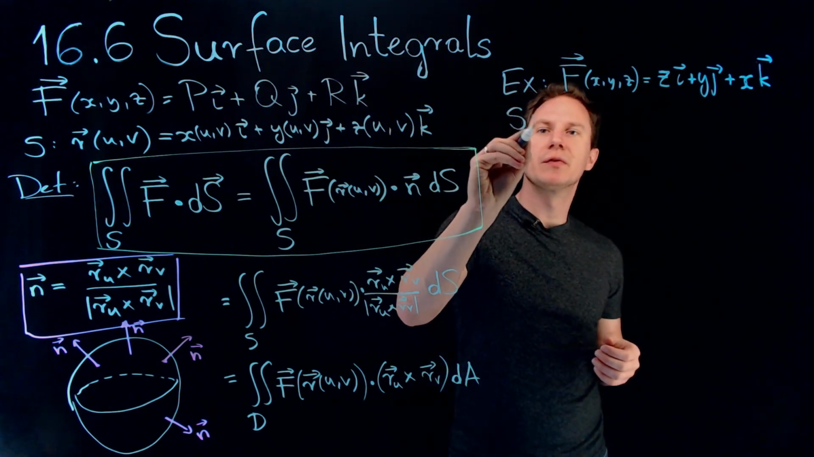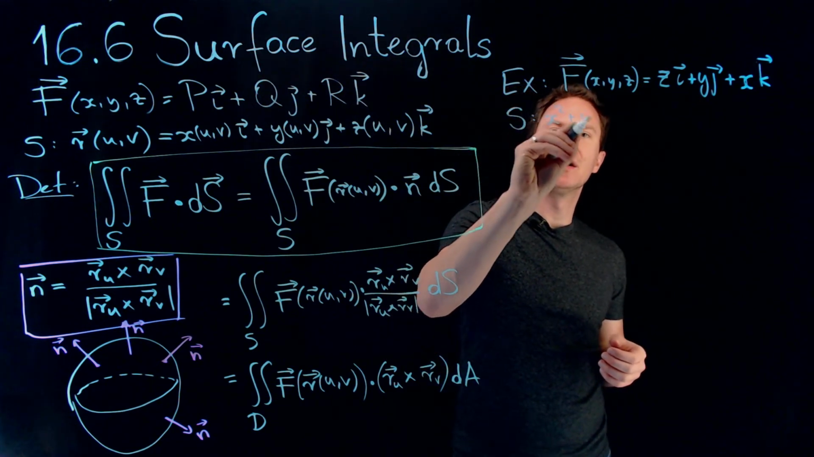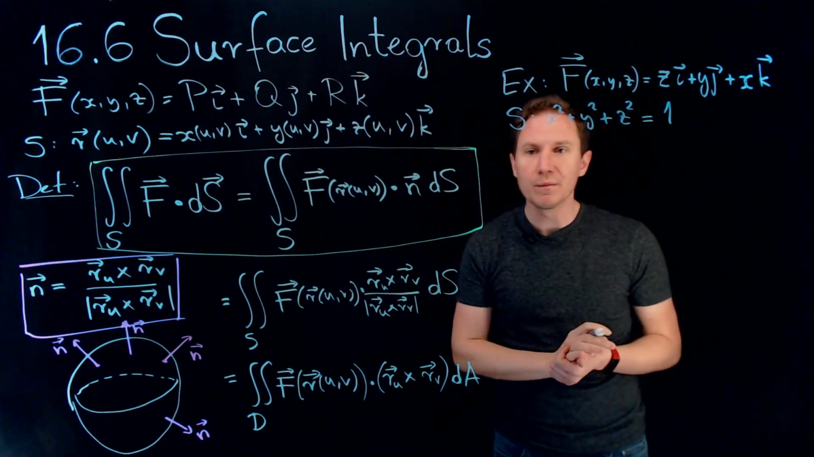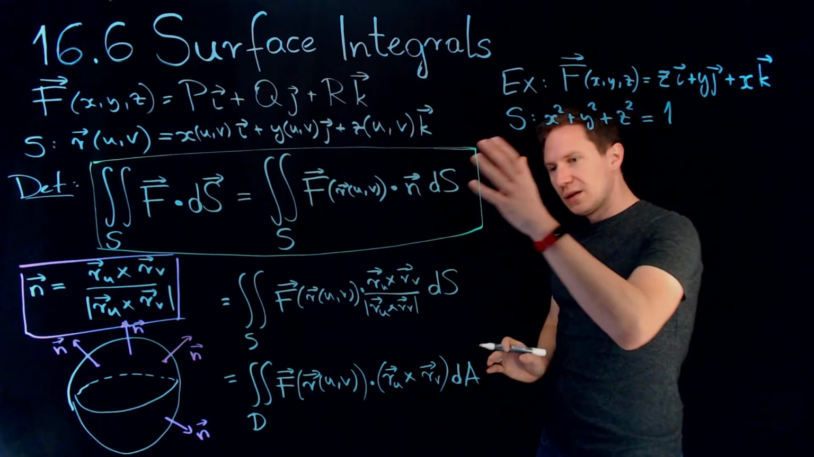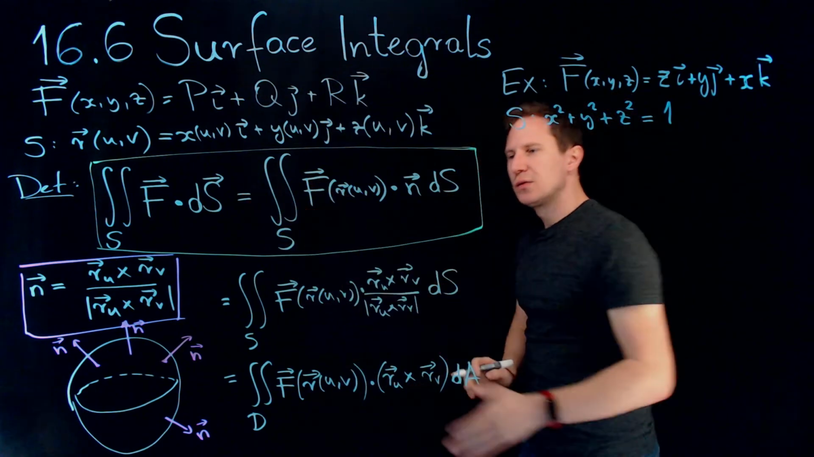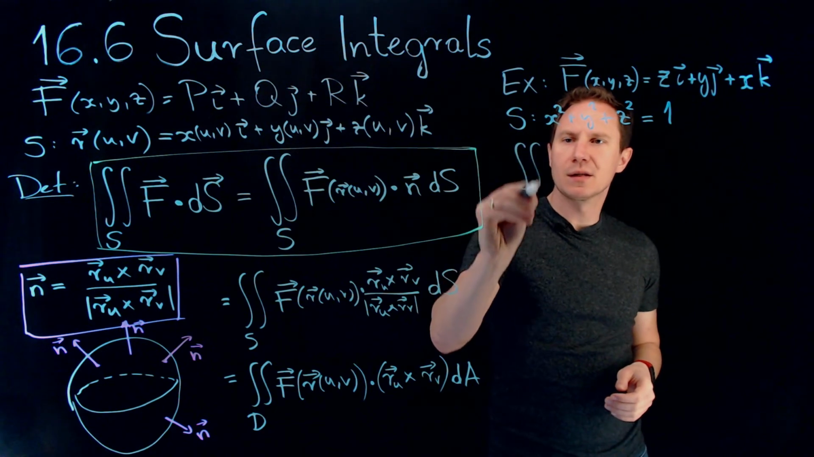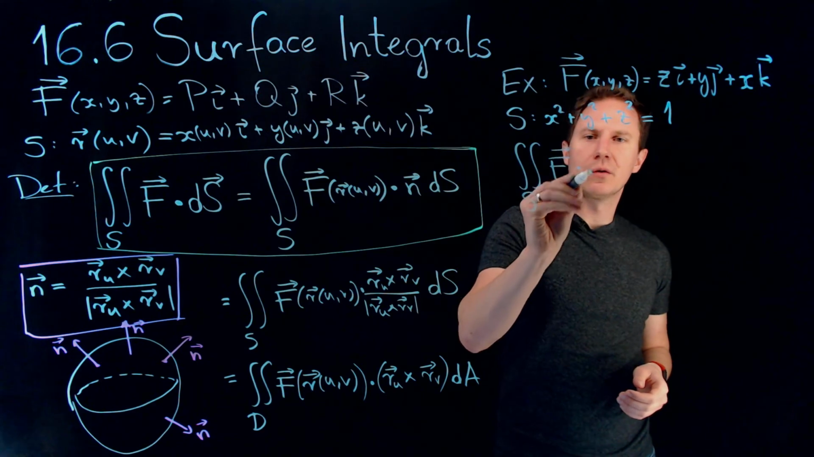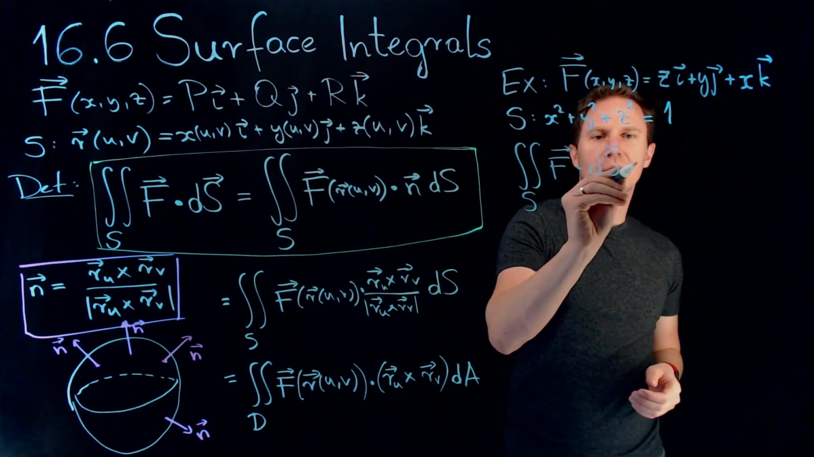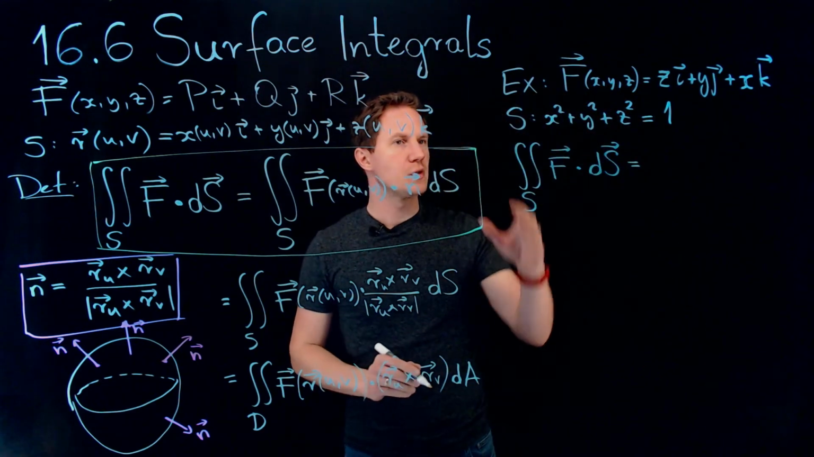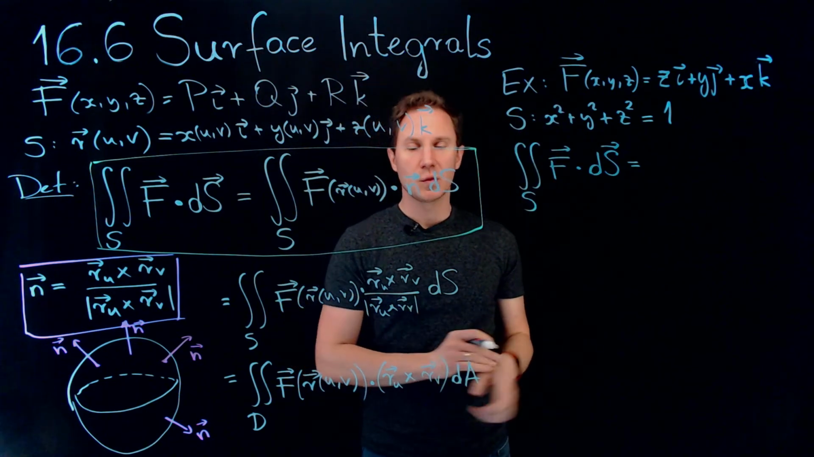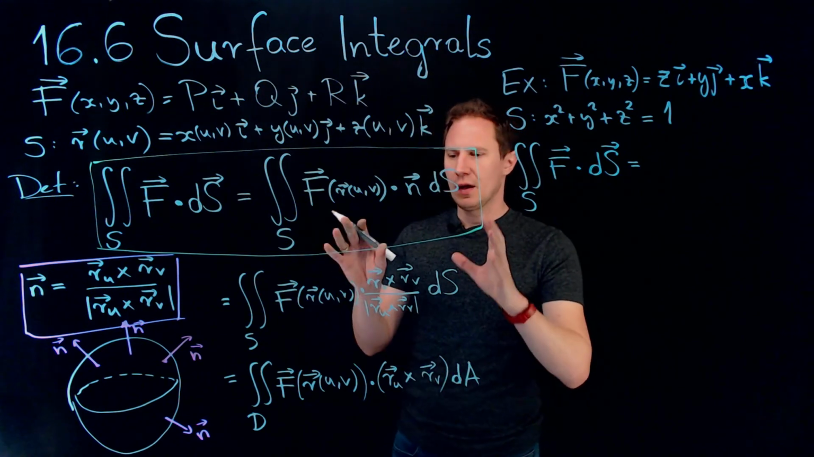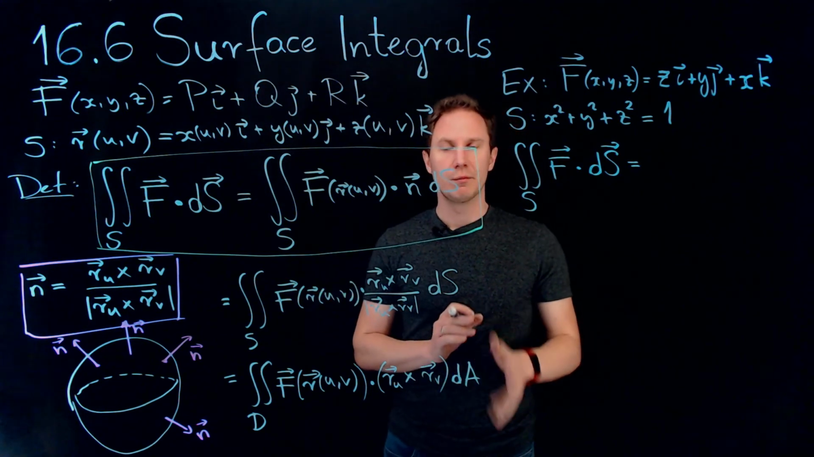So our surface is the unit sphere. It is given by the equation x squared plus y squared plus z squared is equal to 1. So we can use these formulas to compute the flux of f across the unit sphere, or in other words, the surface integral of f across the unit sphere. So pause the video and use spherical coordinates to compute this surface integral below.